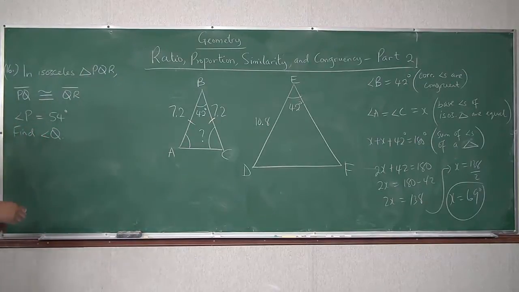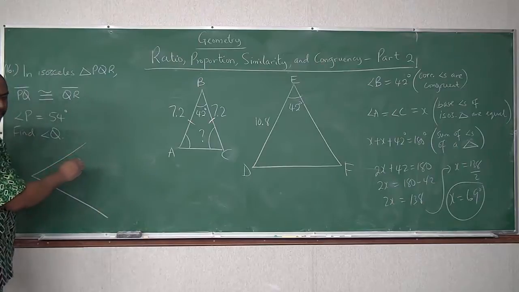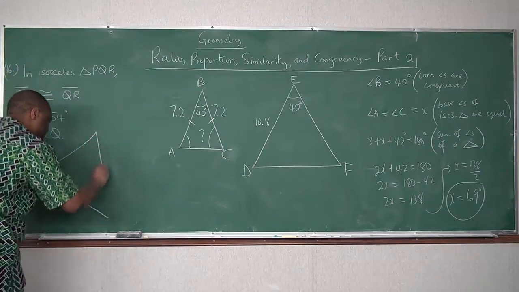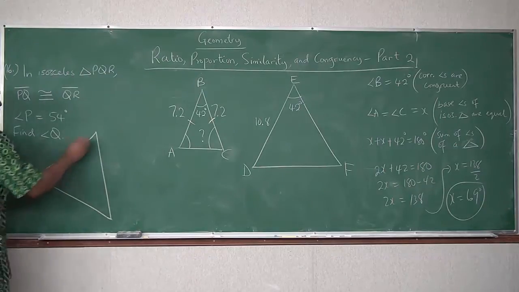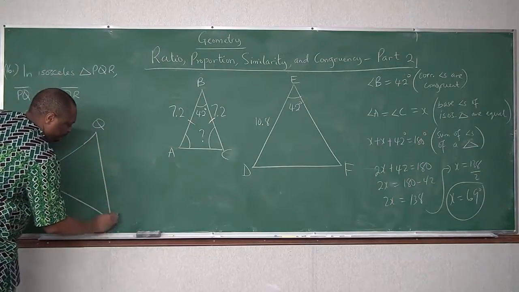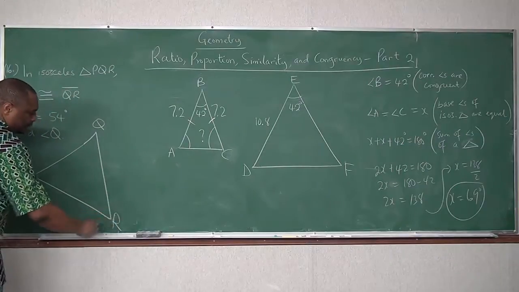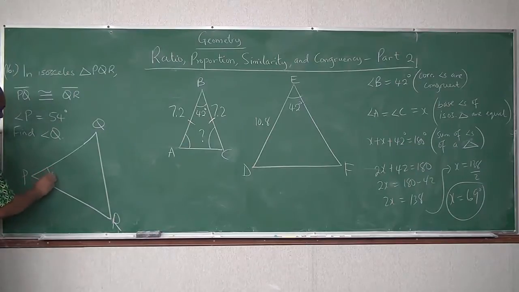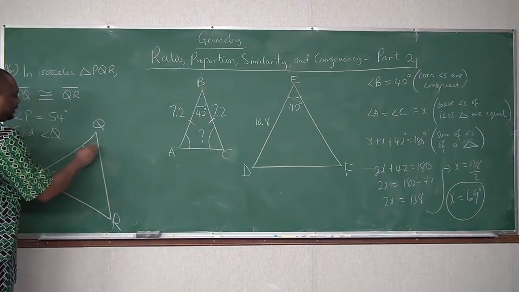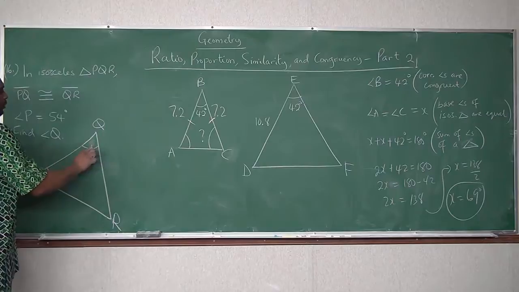So this is the triangle here. So you have PQR. And this is 54 degrees here. So they're asking you to find angle Q. This is what they're asking you to find here.